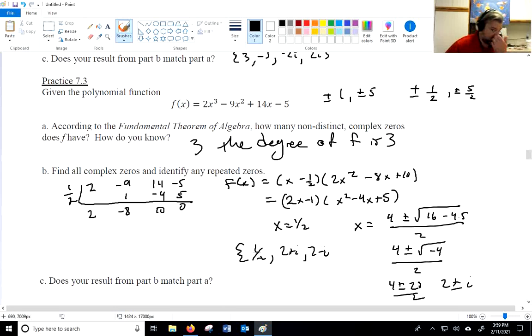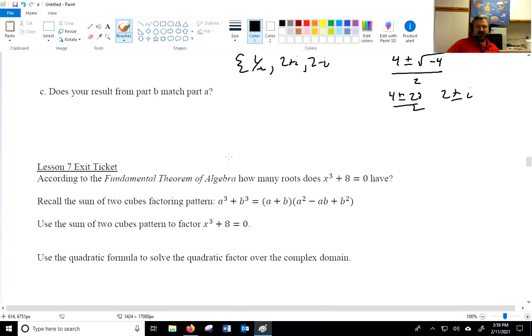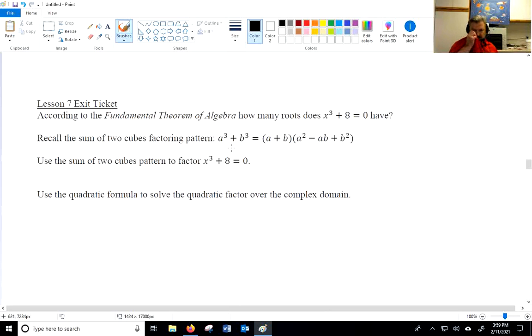So does it match part A? It sure does. We did get 3 zeros, even though 2 of them were imaginary. What I'd like you to consider is applying this property to x cubed plus 8. The naive solutionists think this has only 1 zero at negative 2, but in reality, we can get 2 more zeros that are complex using our sum of 2 cubes factoring pattern. So I'll leave that to you to ponder, and I'll see you in the next unit.